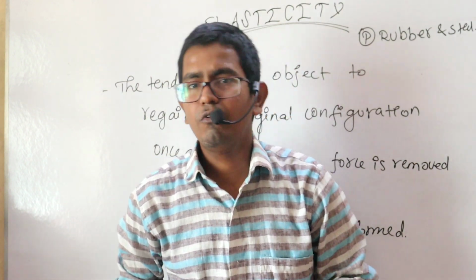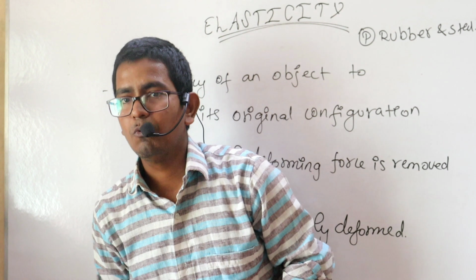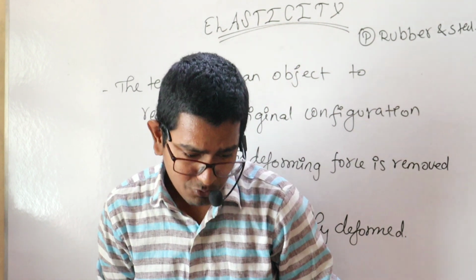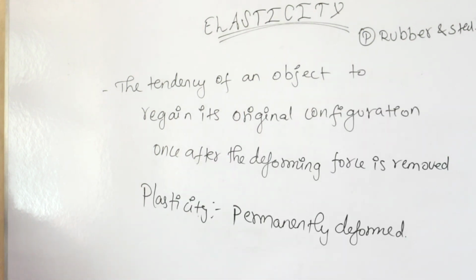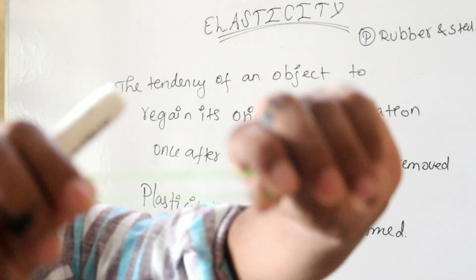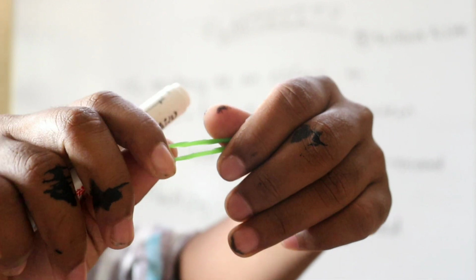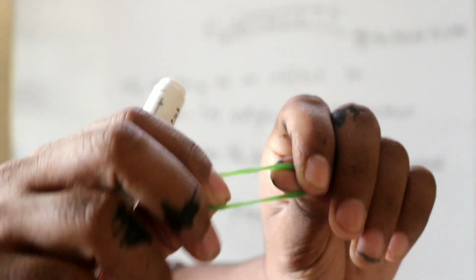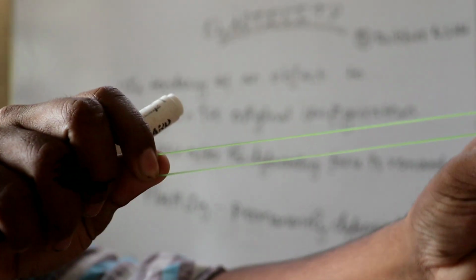I know everyone will be thinking that rubber is the one which will show more elasticity, as everybody knows about rubber. I too have a rubber, my dear students. You can see here, I have this rubber. So what is the example? What I am doing is elongating this rubber.